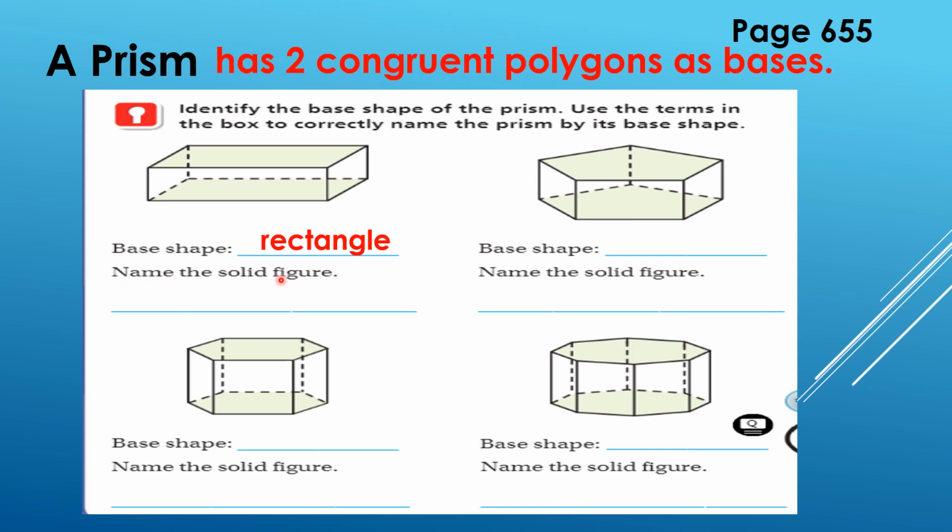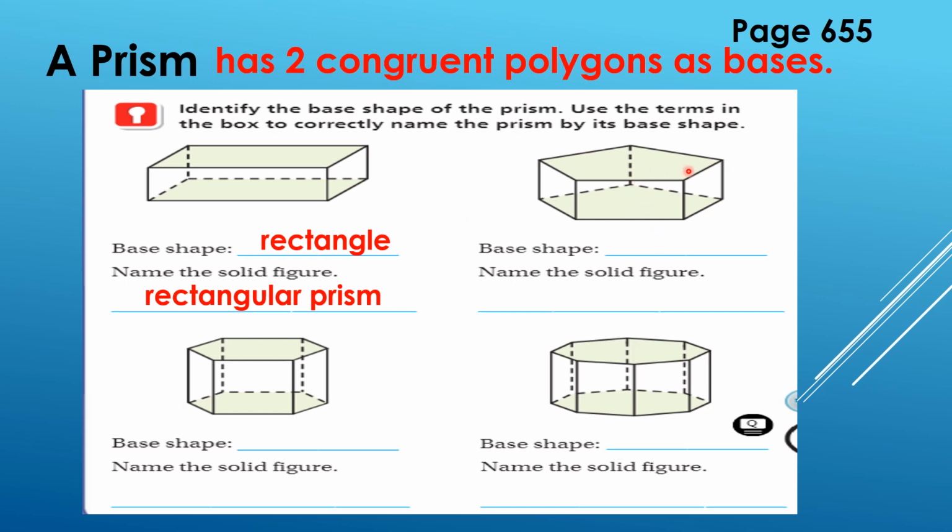Now I will name this prism according to the shape of the base. Can you tell what is the shape of this prism? Perfect. It's a rectangular prism. It's very easy. Let's take the next shape now.